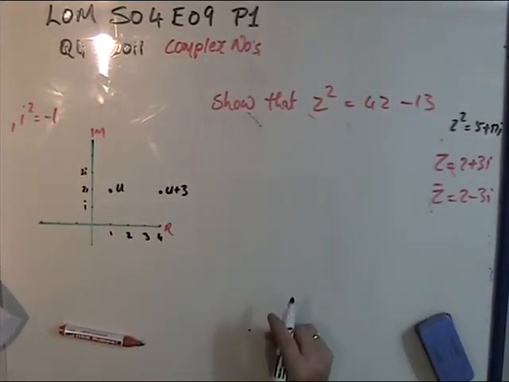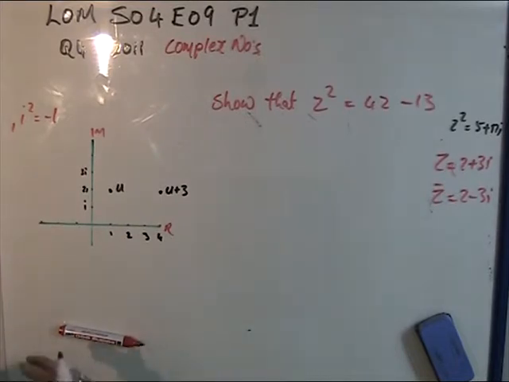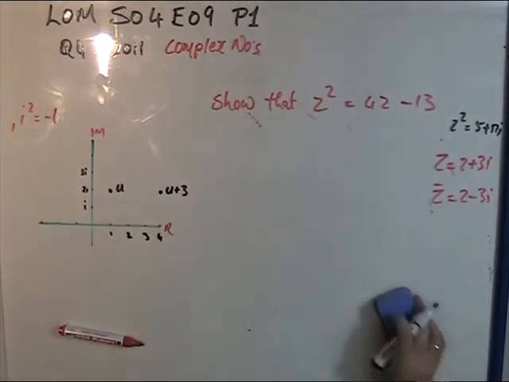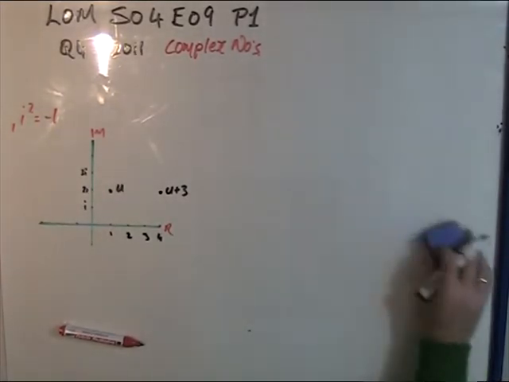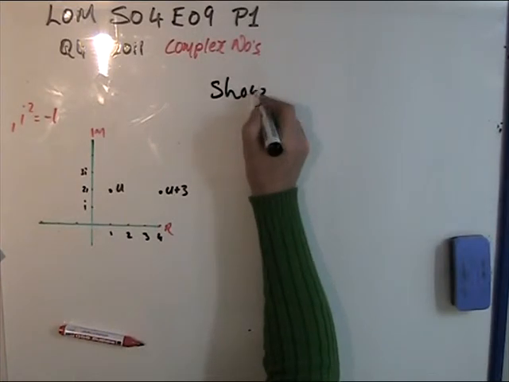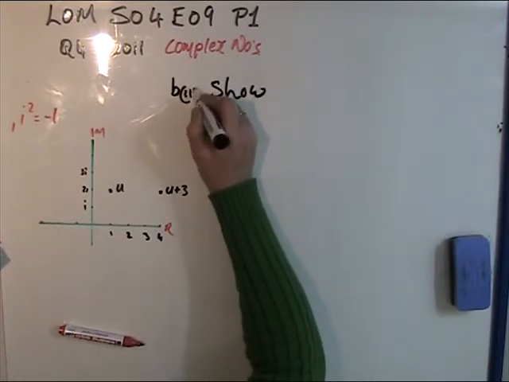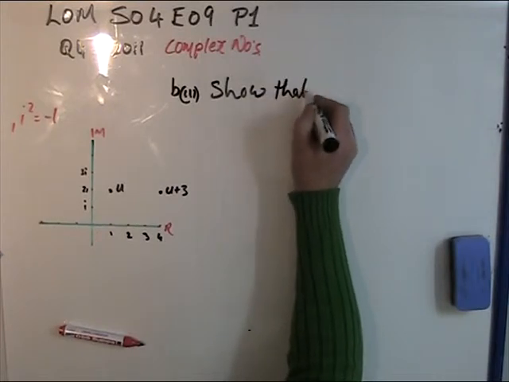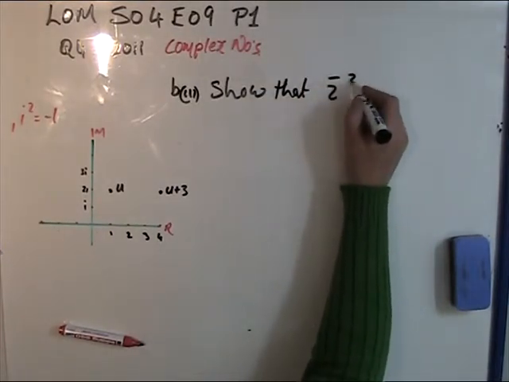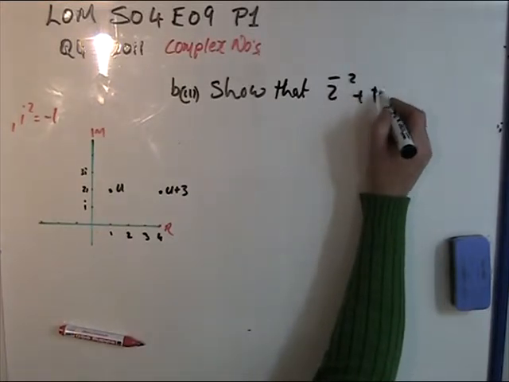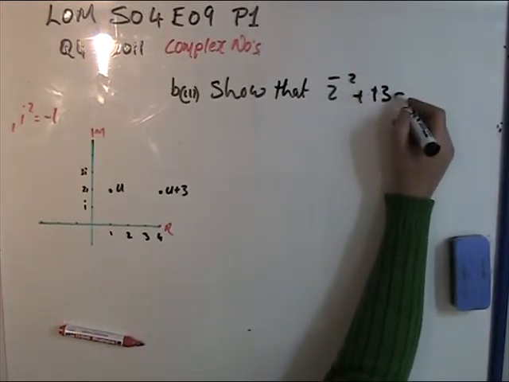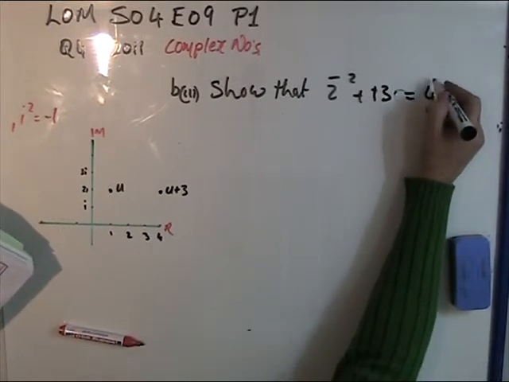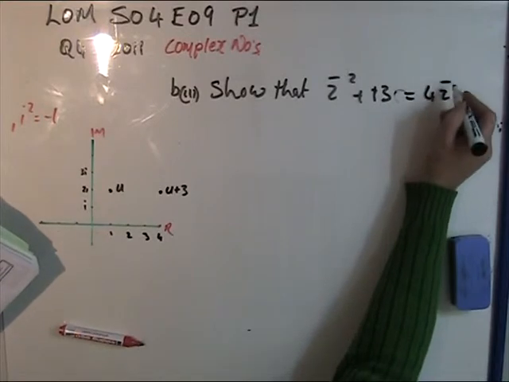Now the next part is, let's go to the next part. It says, show that, and this is part B, part 3 of the question. Show that the conjugate z squared plus 13, sorry, this is the same equation, is equal to 4 times z the conjugate.